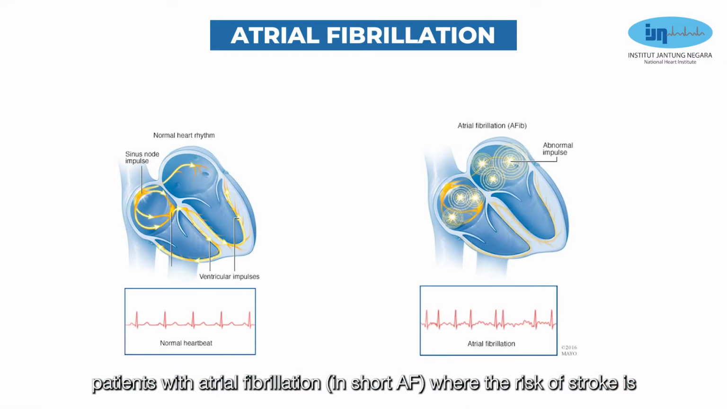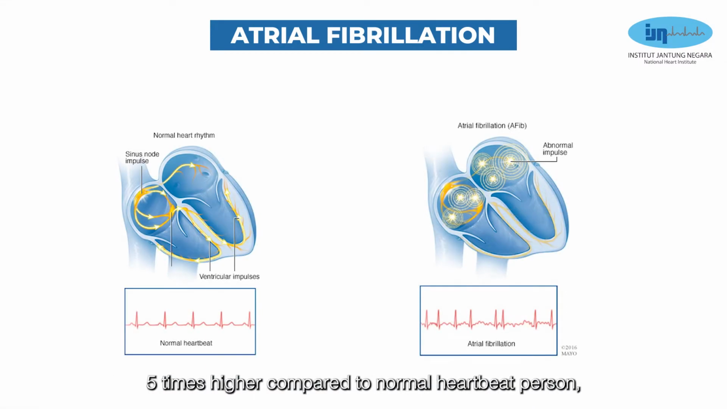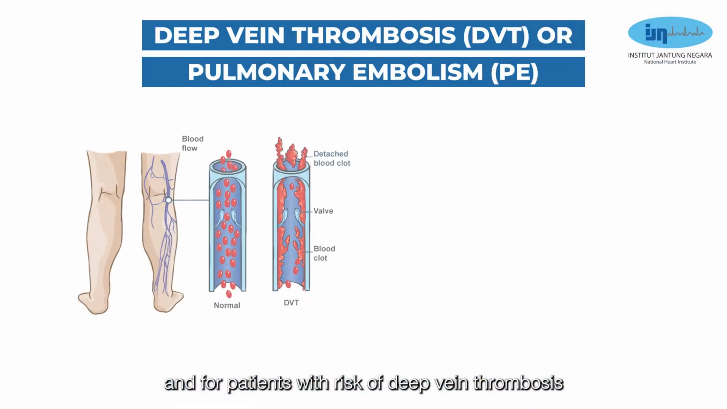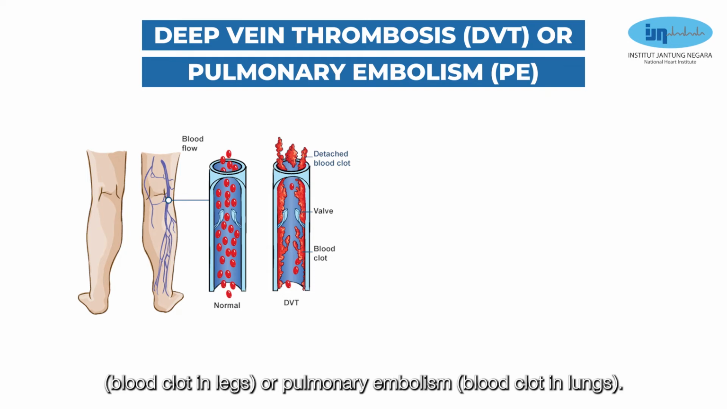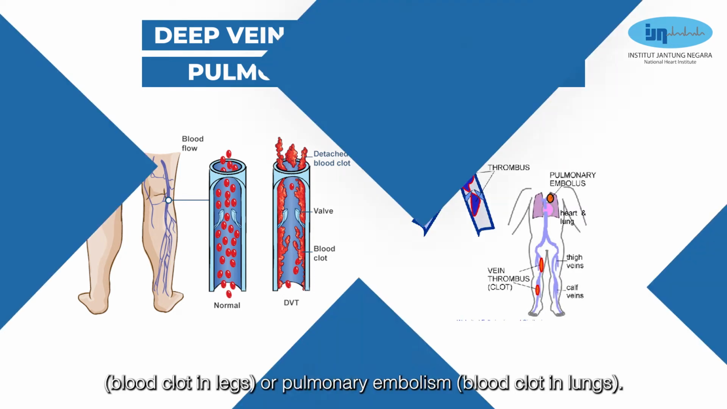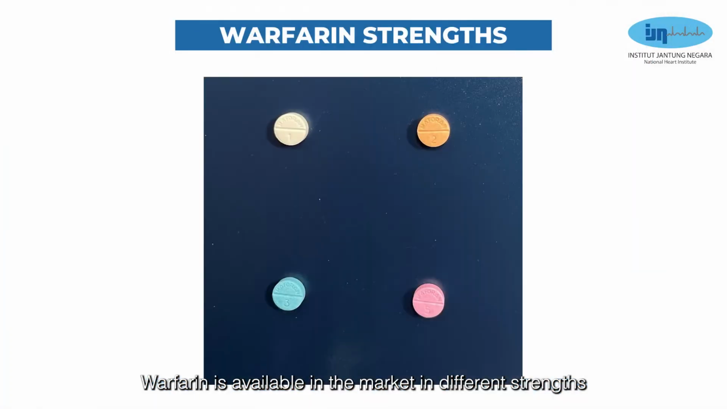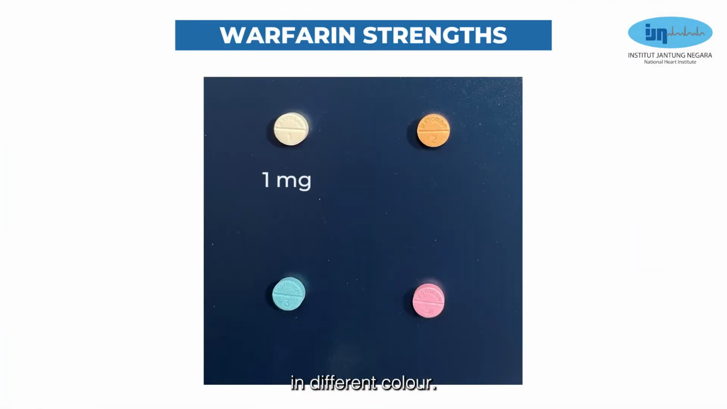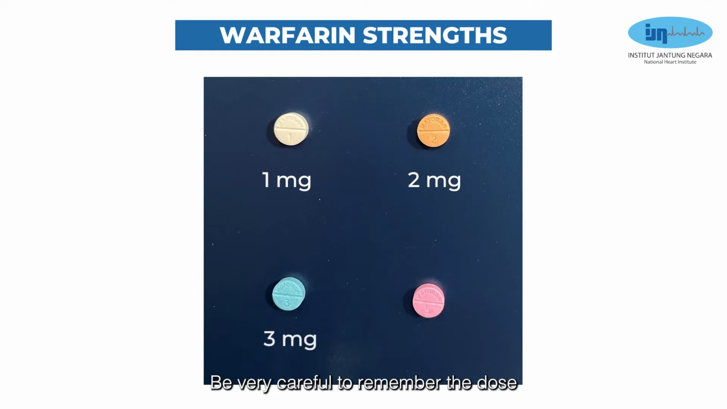Patients with atrial fibrillation (AF), where the risk of stroke is 5 times higher compared to a person with normal heartbeat, and for the patient with risk of deep vein thrombosis, blood clot in leg, or pulmonary embolism, blood clot in lung. Warfarin is available in the market in different strengths with different colors. Be very careful to remember the dose and not the color of the tablet.